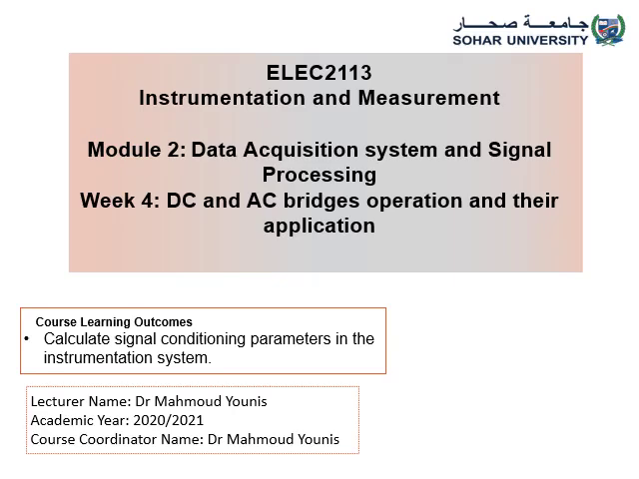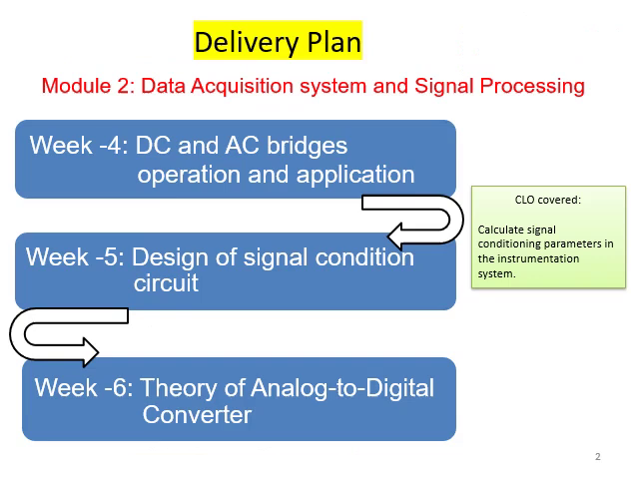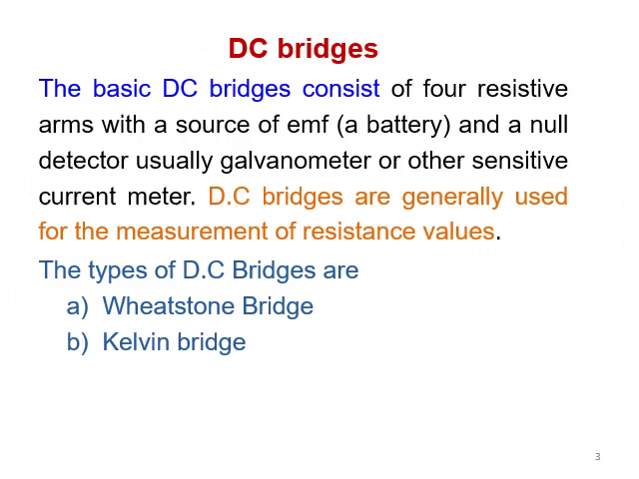Hello, my dears. This is module 2 of instrumentation and measurement. Today we are going to start the material of week 1, which is titled DC and AC bridge operation and application. The delivery plan of module 2 has 3 parts. The first part will be covered in week 4, then the second part in week 5, and the last part will be covered in week 6.